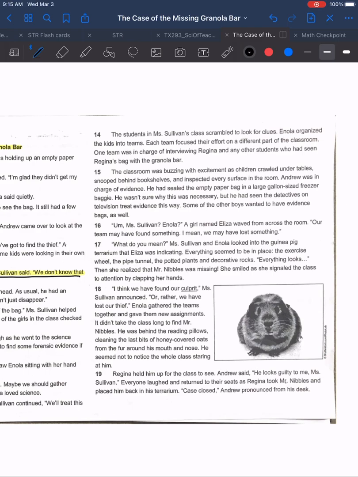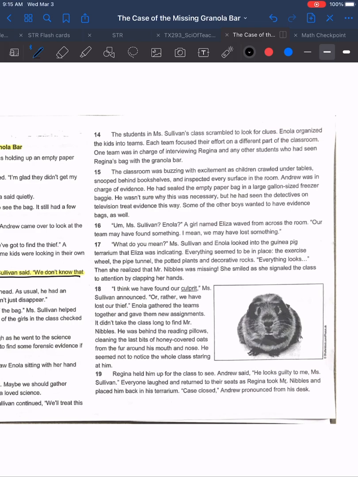Each team focused their effort on a different part of the classroom. One team was in charge of interviewing Regina and any other students who had seen Regina's bag with the granola bar. The classroom was buzzing with excitement as children crawled under tables, snooped behind bookshelves, and inspected every surface in the room. Andrew was in charge of evidence.